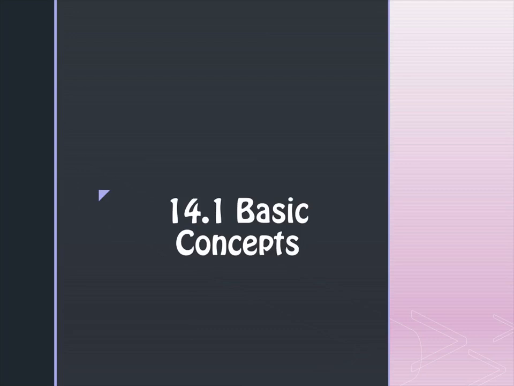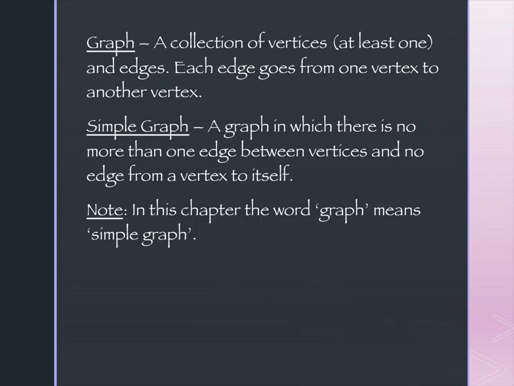All right? So to start with, we're going to talk about what we mean by a graph. So a graph is a collection of vertices, which means at least one, and edges. Each edge goes from one vertex to another vertex. So when you hear vertex, you can think point. You have edges, you can think the lines that connect the points.